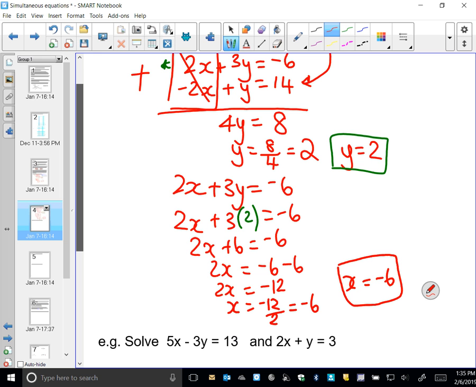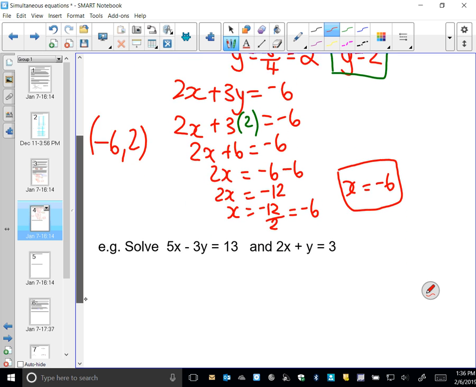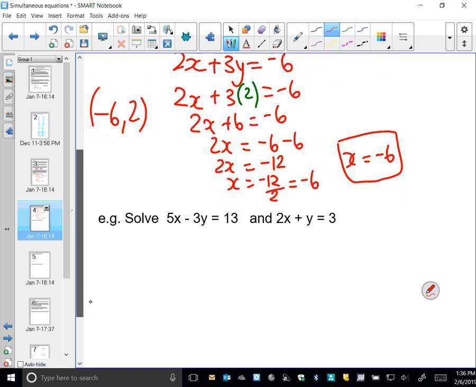Just as a side note, if we were to write this as a coordinate, what would my coordinate be? Negative 6, 2. Hoping someone would say 2, negative 6. Always make sure that you've got your x value comes first. Alright, next one.